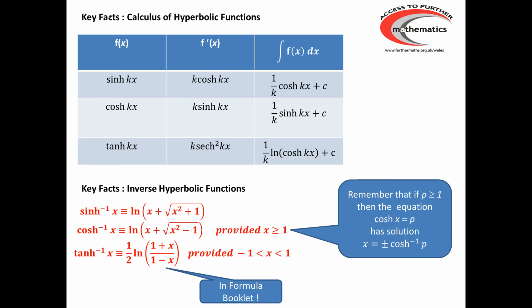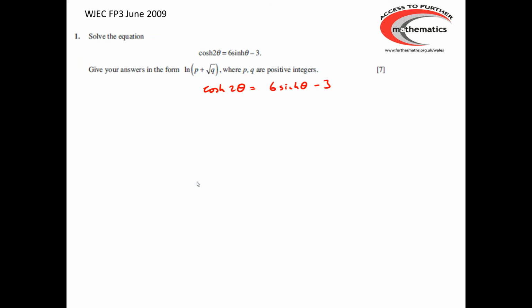We also need to be aware of the fact that the equation cosh x equals p has in fact two roots, and they are x equals plus or minus cosh to the minus 1 of p if p is greater than or equal to 1. So let's move on now and have a look at some examples.